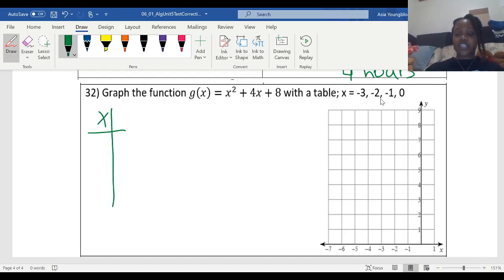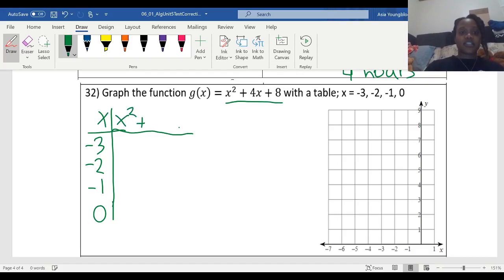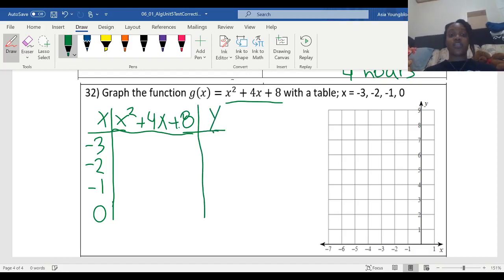So we're using -3, -2, -1, 0. In the middle column, we put the actual function. So our given function is here. X squared plus 4x plus 8. And the last column is what number we're getting out, which is going to be our y value. So we'll plug in our x into the function, get the y value, and then graph those points over here.